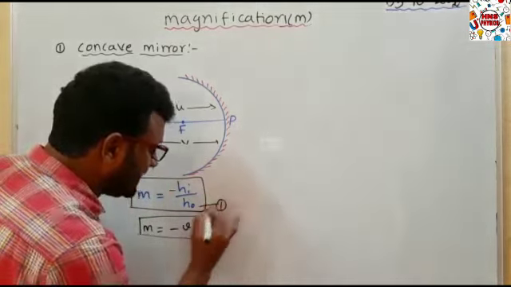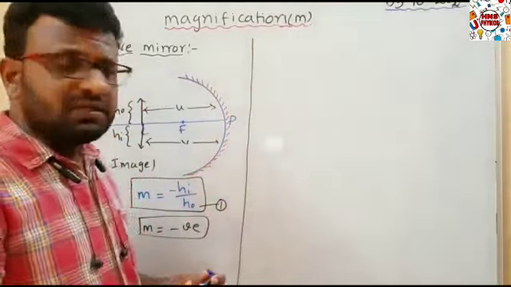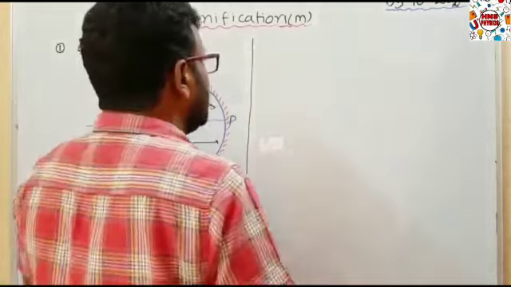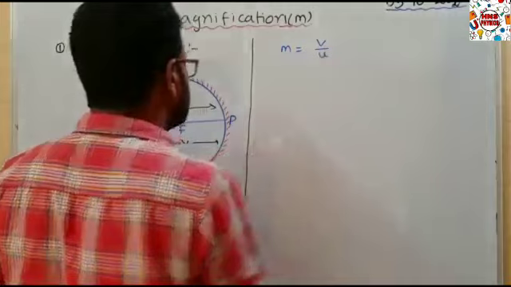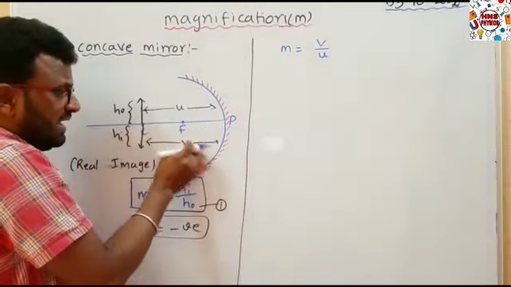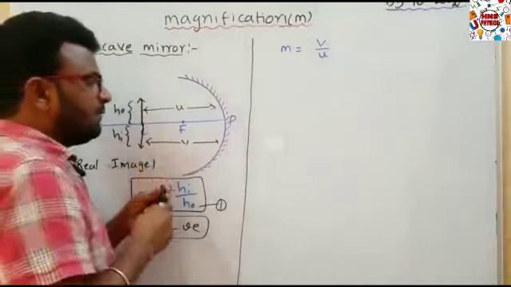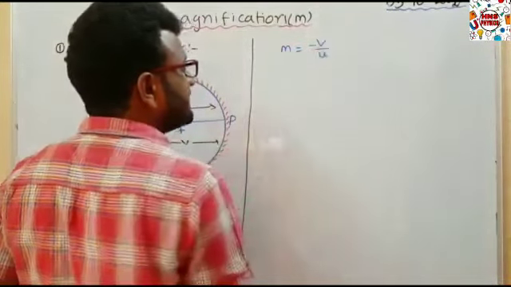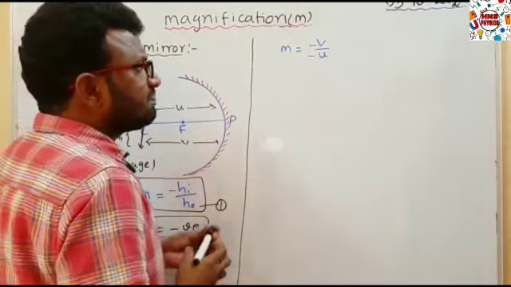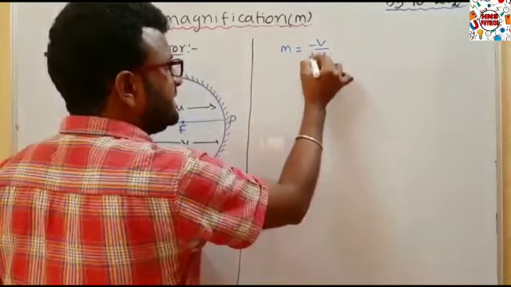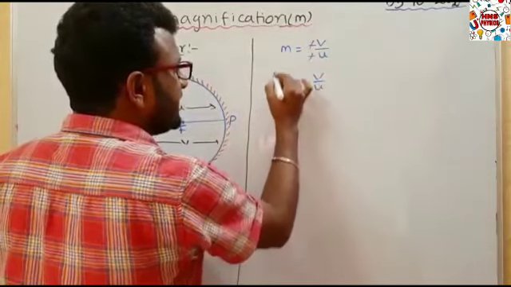I am going to consider this as equation 1. Next, we have one more definition: magnification is equal to the ratio of image distance to object distance. Here image distance we take with a negative sign because it is on the left side of the pole, on the negative x-axis. Object distance is also negative. So the negative signs cancel and finally we get m is equal to v by u. So this is equation 2.